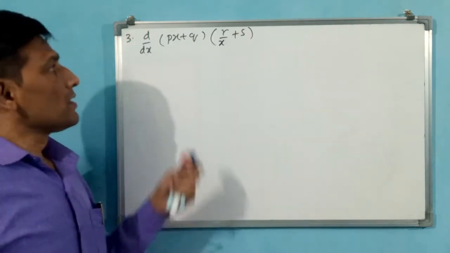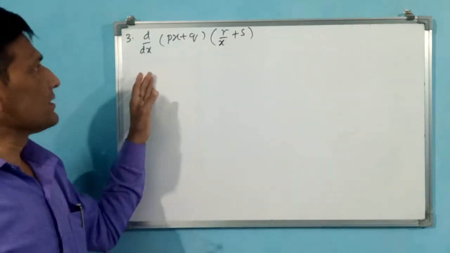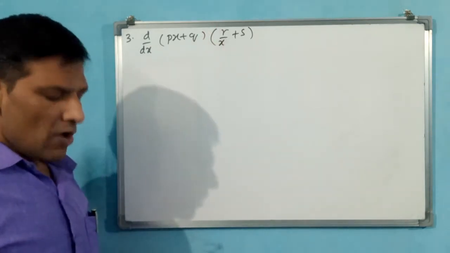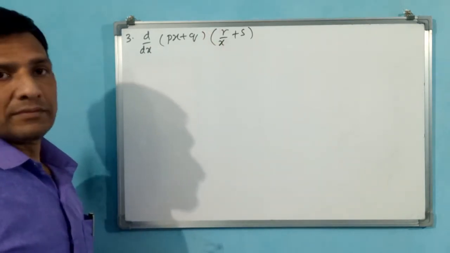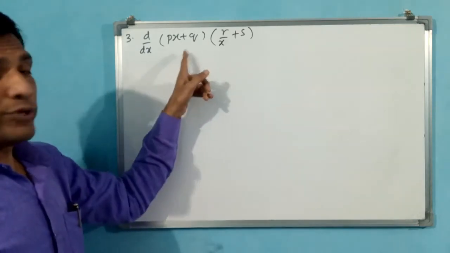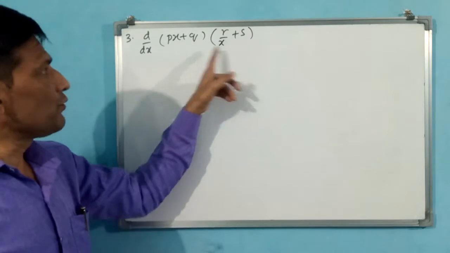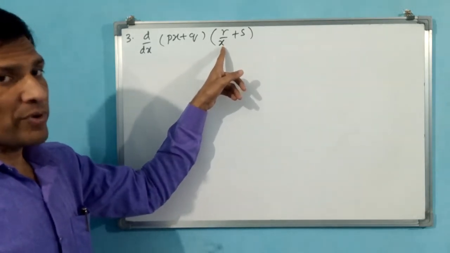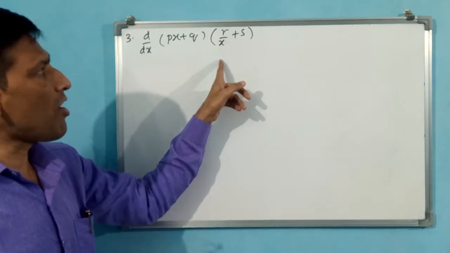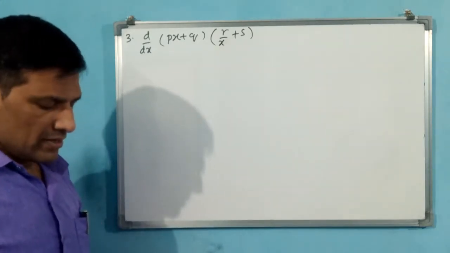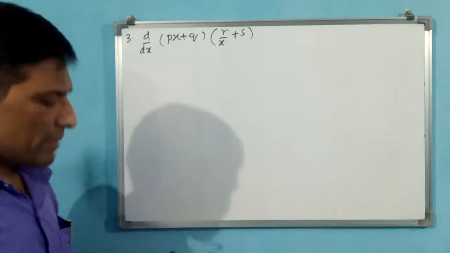Third question: d by dx of (px plus q) into (r by x plus s). See, how can you take this? First you consider u into v. Like that you have to take. But see here, x is in the denominator. This you can also take as r into x power minus 1. Okay? Like that you can take. You see what I am writing.